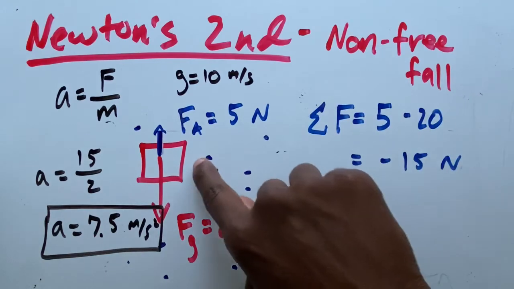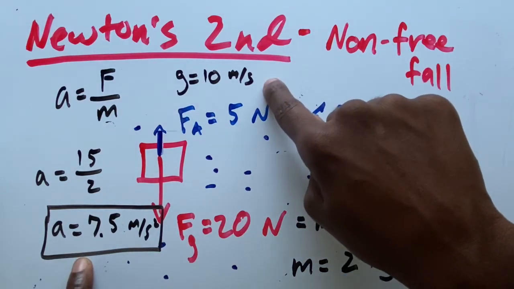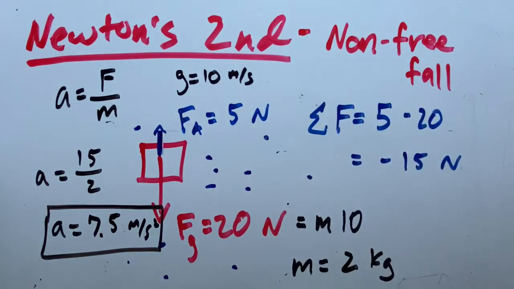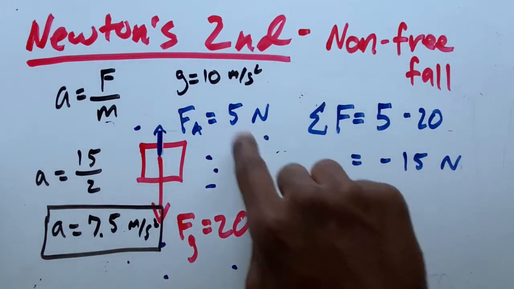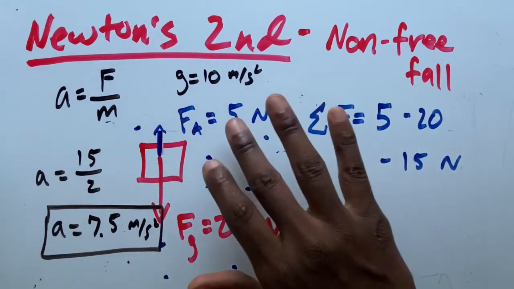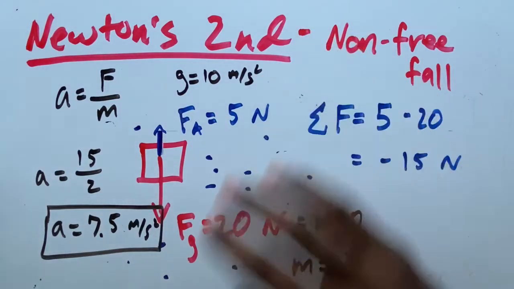So this is an object falling in non-free fall, and notice the acceleration is less than how fast an object would fall in free fall. Because if it were in free fall, it would fall at 10 meters per second squared. But since there's air around here, so some air resistance of 5 newtons, the acceleration is only going to be 7.5, right? So the acceleration is going to be less than g.